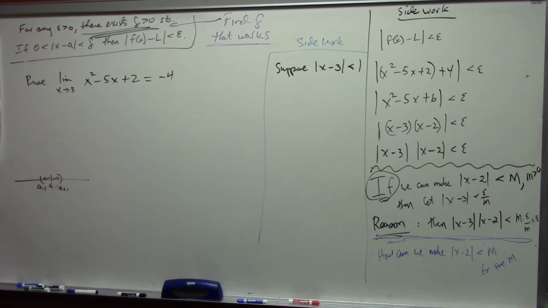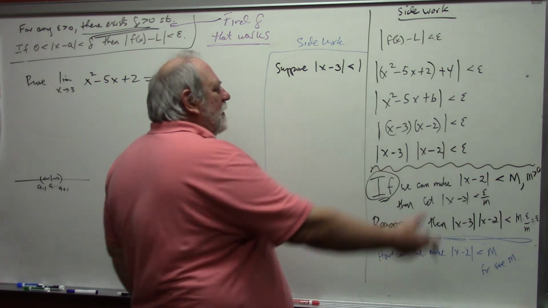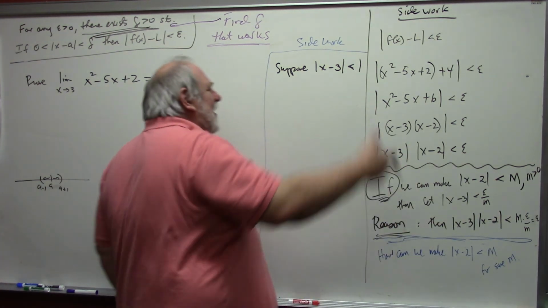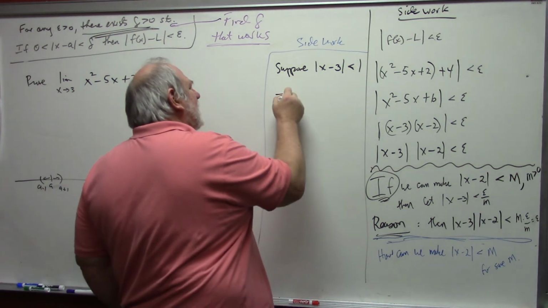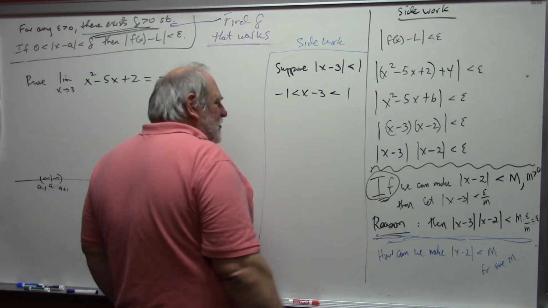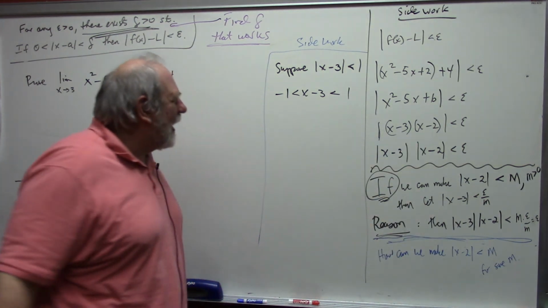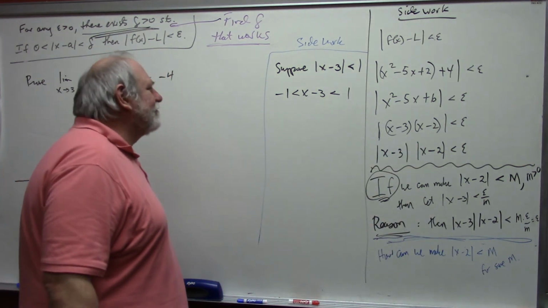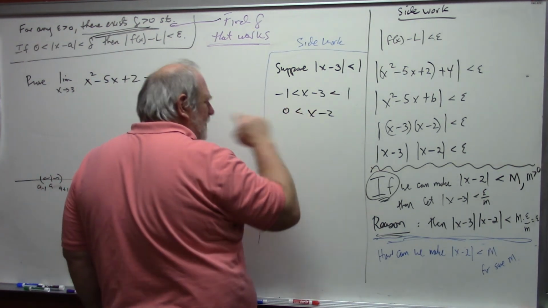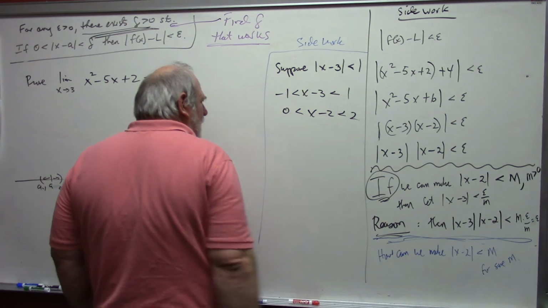And let's build the absolute value of x minus 2 from that. So I'm going to have to undo this. Negative 1 is less than x minus 3 is less than positive 1. To get x minus 2, I'm going to have to add 1. And so I get 0 is less than x minus 2 is less than 2.